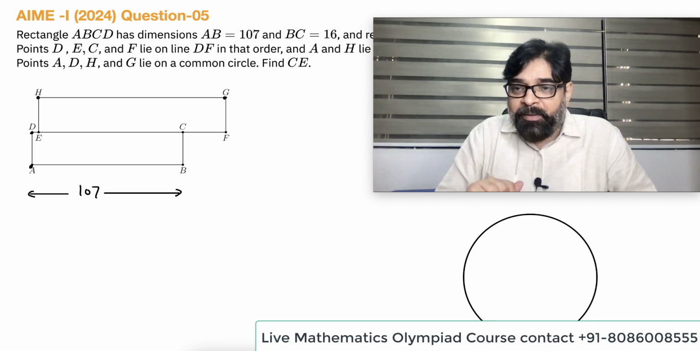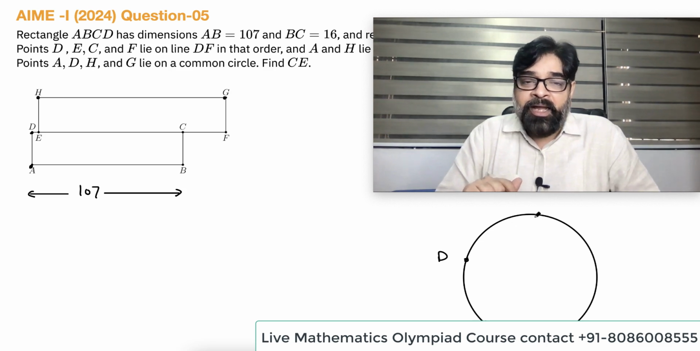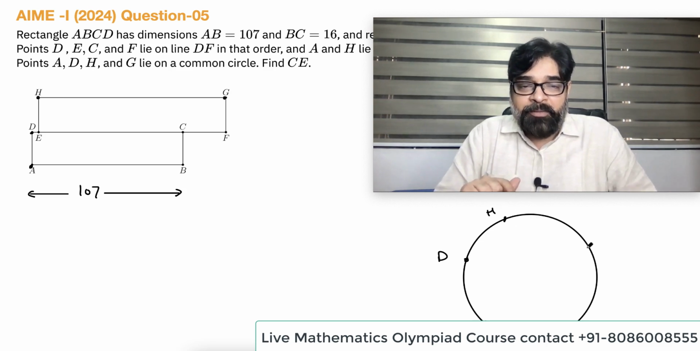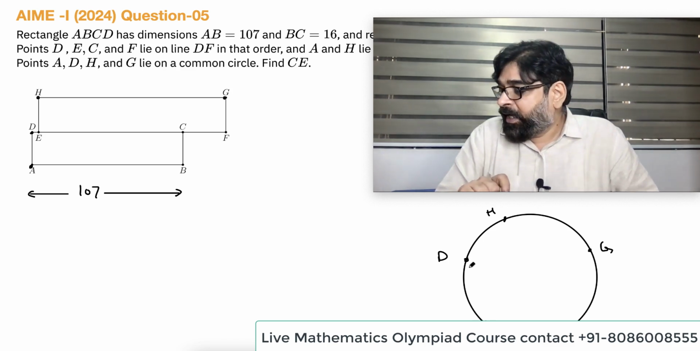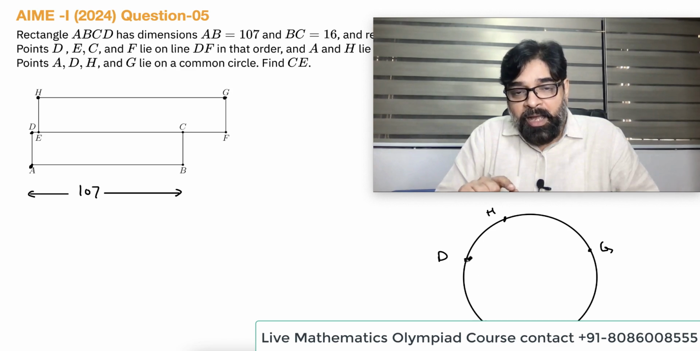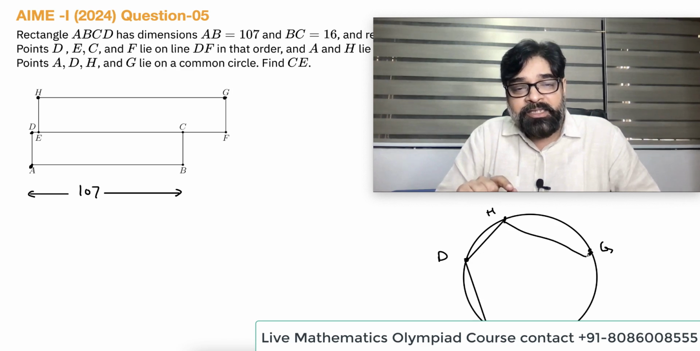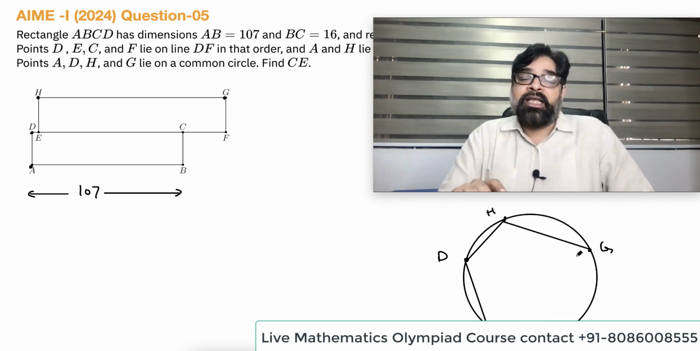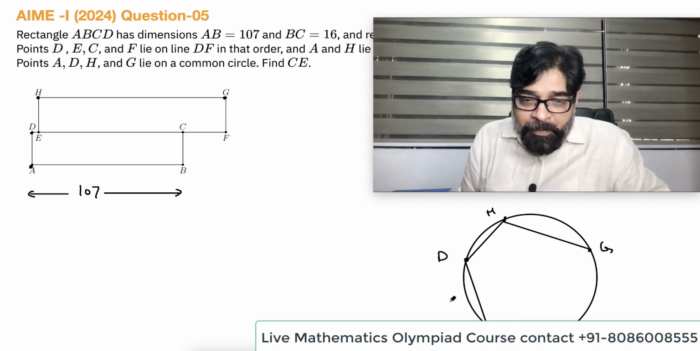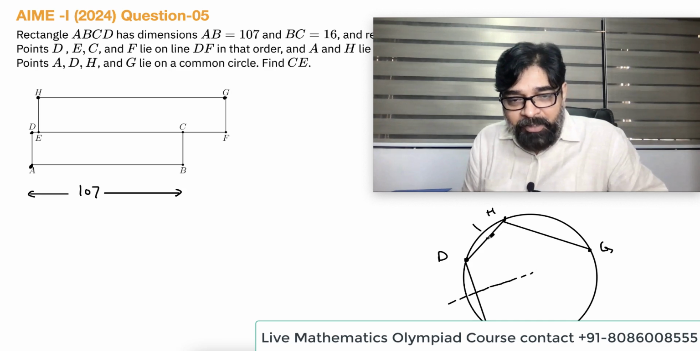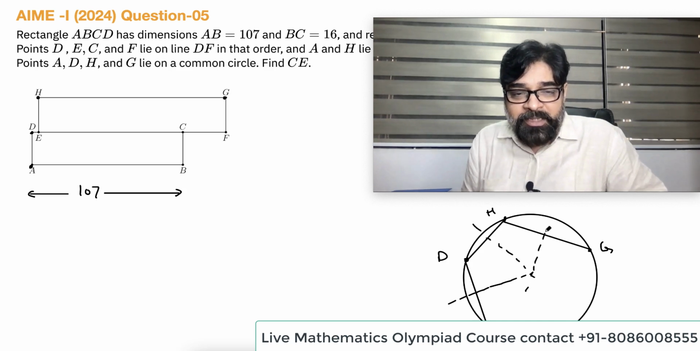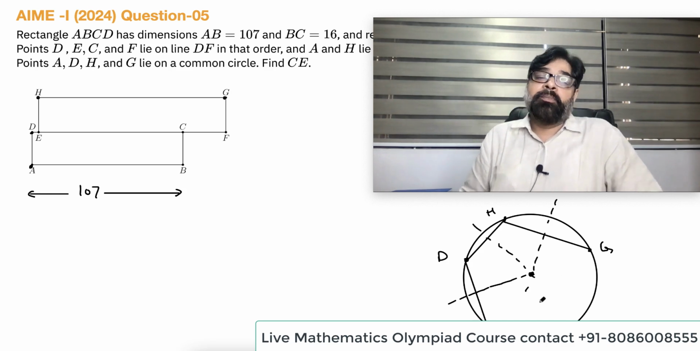Suppose this is the point A, this is the point D, and this is the point H, randomly I am doing, and this is the point G. They are lying on a circle. So surely AD is one of the chords, DH is also a chord, HG is also a chord, AG is also a chord. So the perpendicular bisectors of these will be concurrent. It will pass through the center.